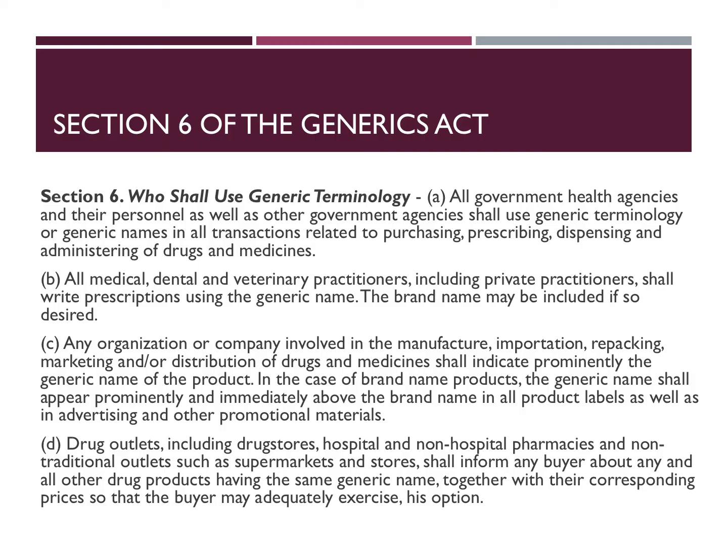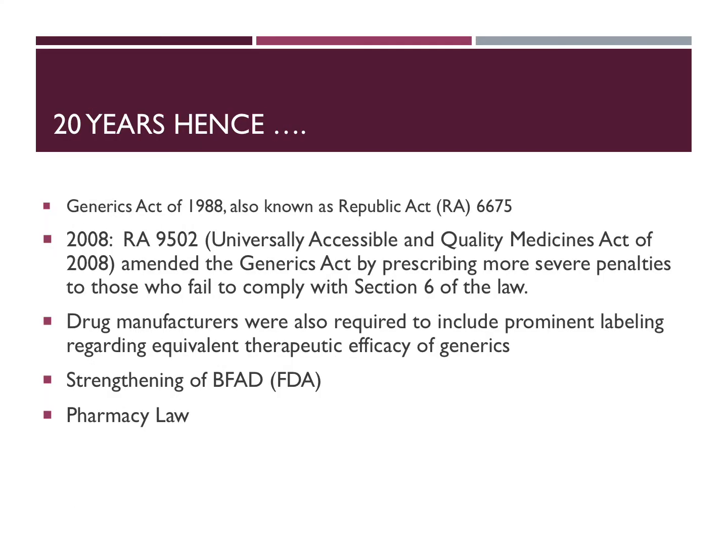Now, 20 years after the Generics Act was implemented, in 2008, the government felt that there was a need again to intervene, and so they amended the Generics Act by prescribing more severe penalties to those who fail to comply with that so-called Section 6 of the law. In 2008, the RA 9502, called the Universally Accessible and Quality Medicines Act 2008, also mandated that they shall cap the prices of certain drugs, and I'll go to that in a while.